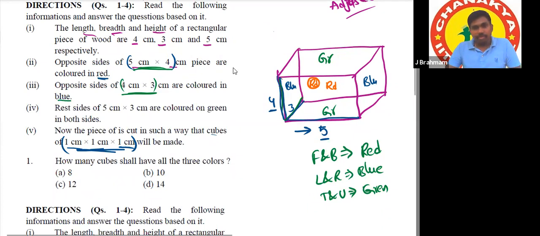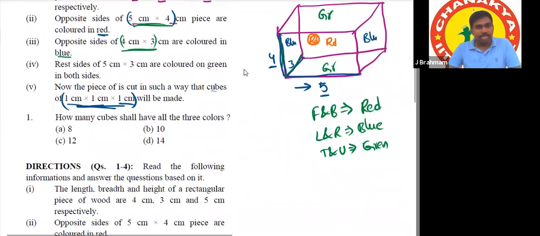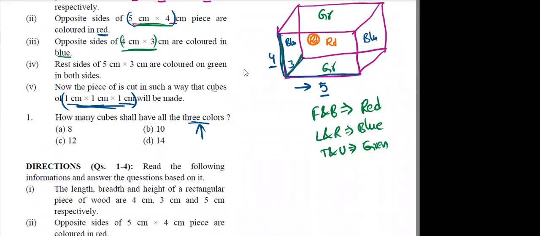So even though the bigger one is not a cube, the resultant pieces are cubes, that is okay. Now here the question is, how many cubes shall have all the 3 colors? All the 3 colors means they should be available in the corner cubes, the corners only.